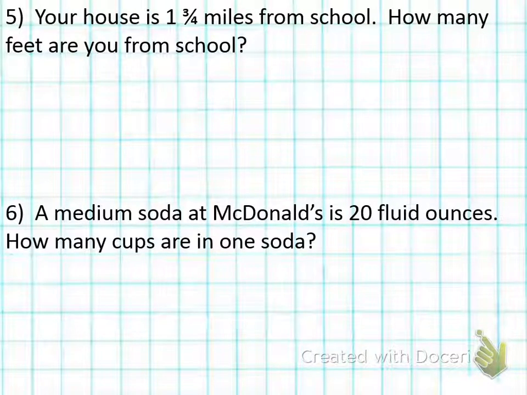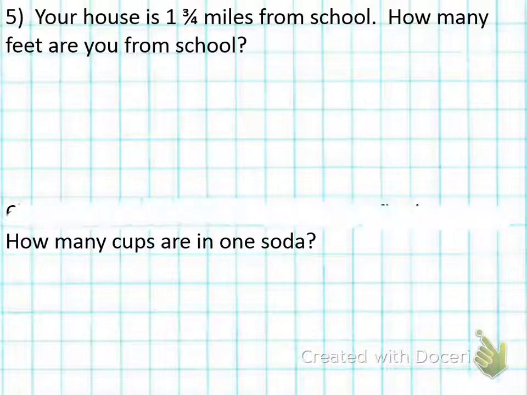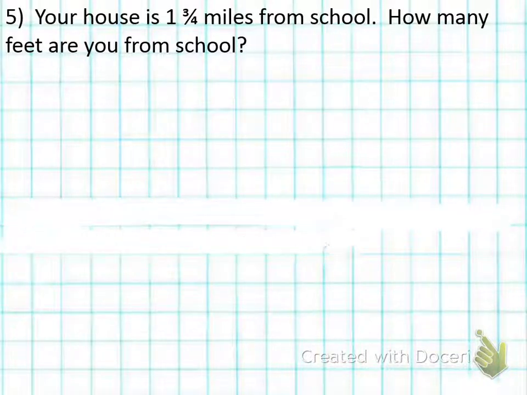Okay, let's do one more. Okay, this one's a little harder, right? Your house is 1 3/4 miles from school. Okay, 1 3/4 miles from school. And we want to know how many feet are you from school? Okay, so 1 3/4, how do we write that as a fraction? Like a mixed number. Or maybe we could write it as a decimal. Maybe you want to try it as a decimal? 1.75. Good. So we know if we're 1 3/4 miles, we're 1.75 miles.